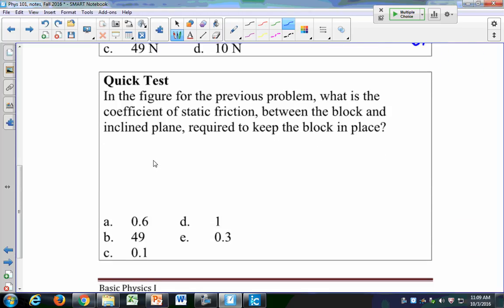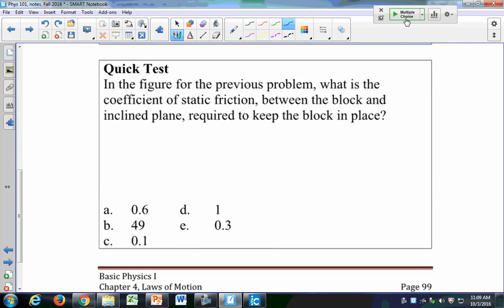Now let's try this one. What is the coefficient of static friction between the block and the inclined plane?